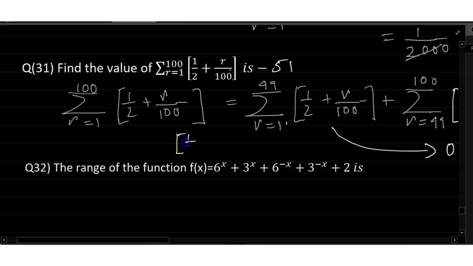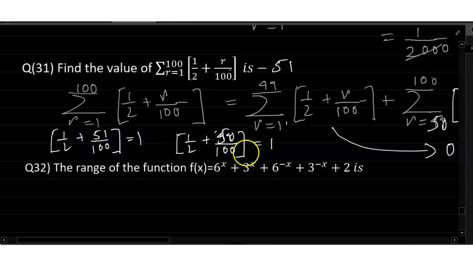Because 49, sorry, 50 divided by 100. When it is 50 by 100, then it is 1. When it is half plus 51 by 100, it equals 1. Similarly, we can add it and we can get this value.